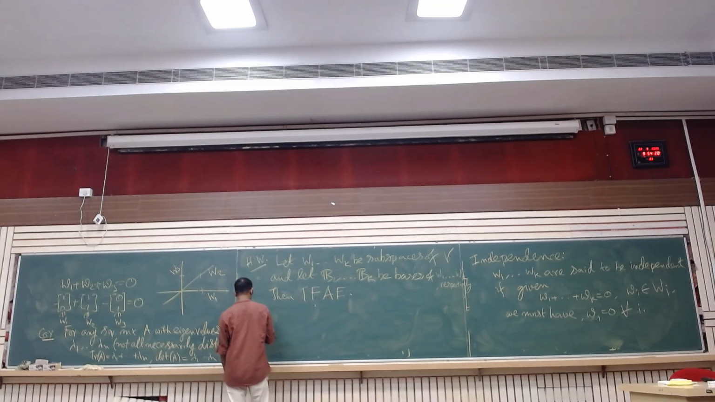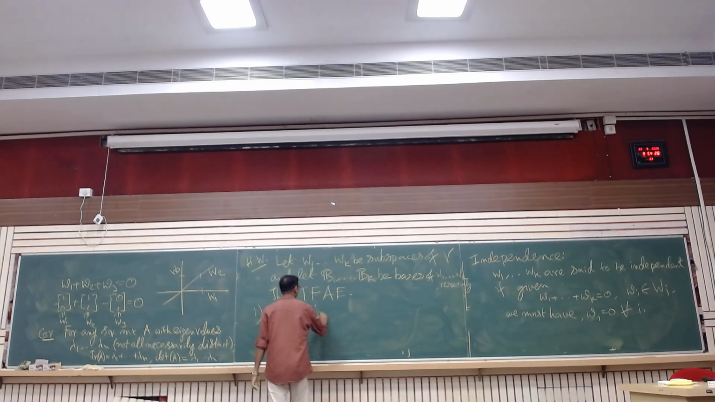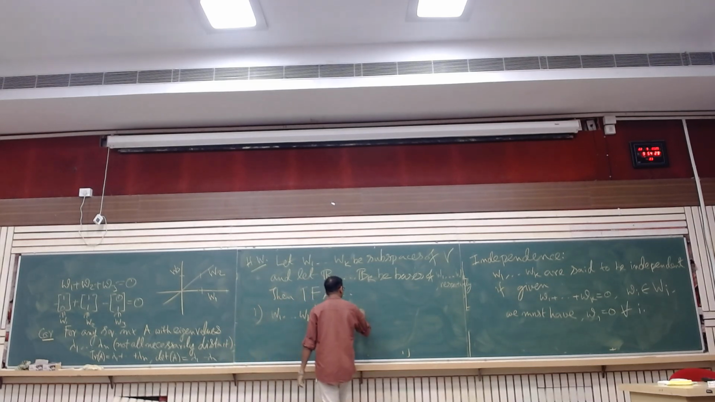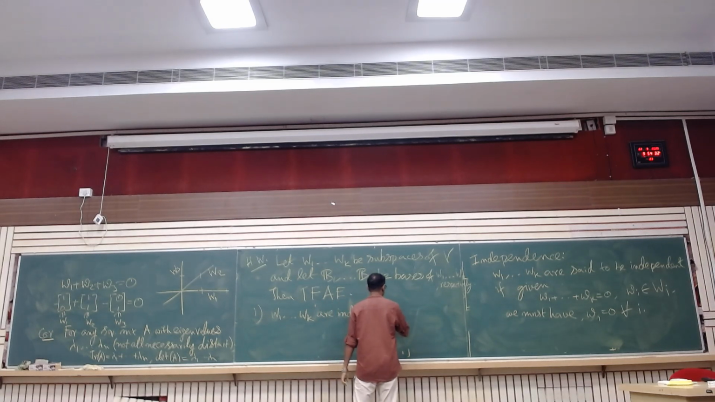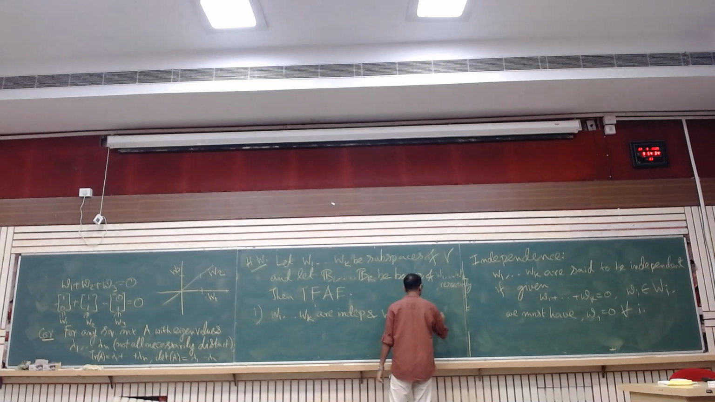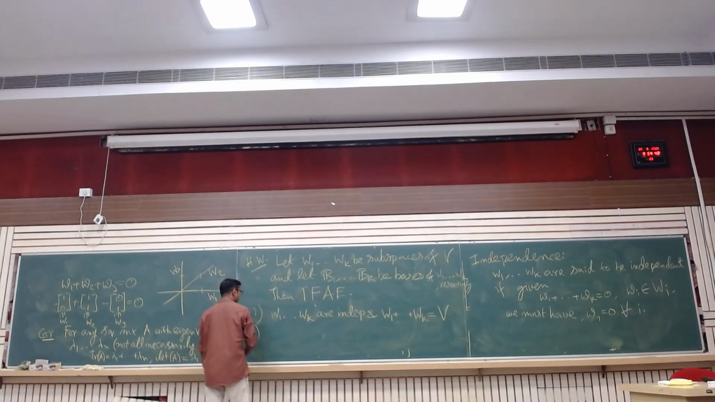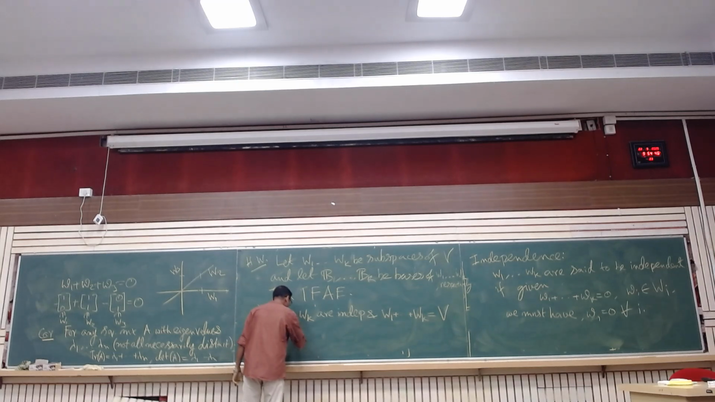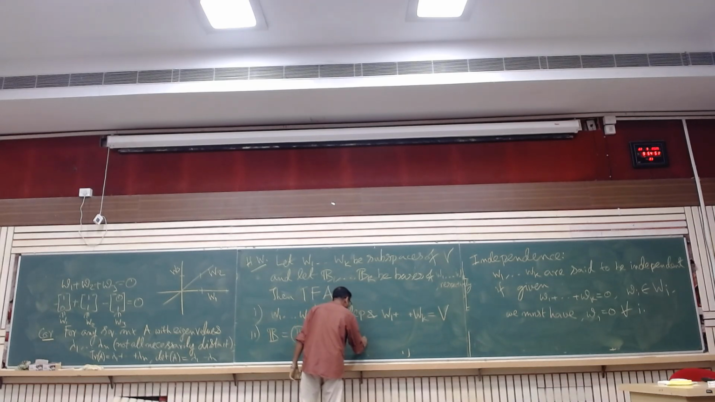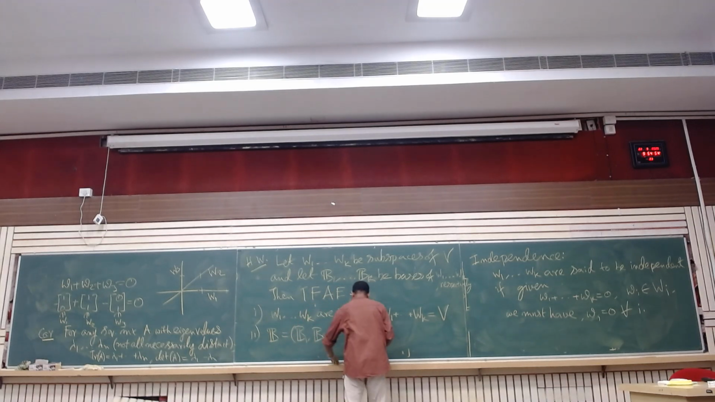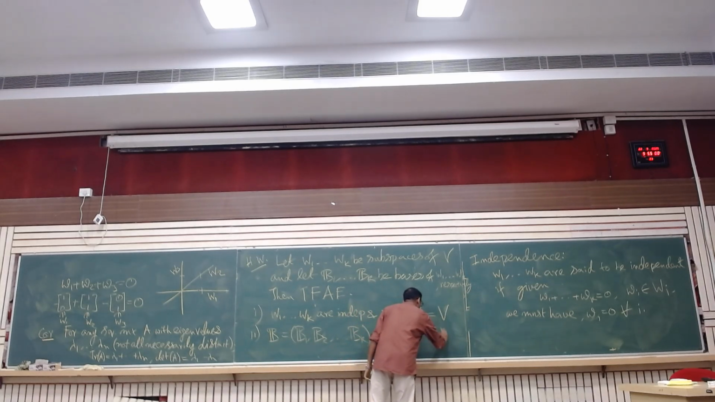Okay, what are those? So the first one is W1 to Wk are independent, and W1 plus dot dot plus Wk is equal to V. Okay. And the second one is that B, defined as an augmentation of B1, B2, to Bk, is a basis of V. Okay.